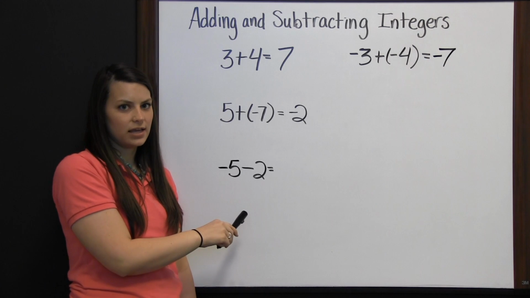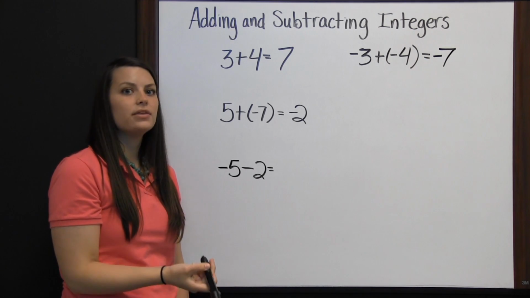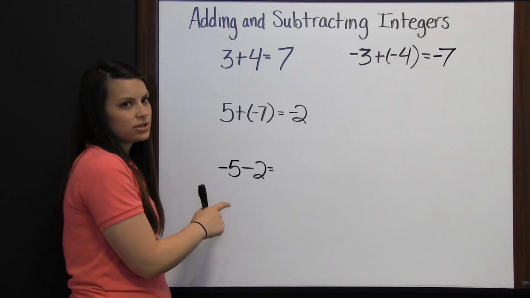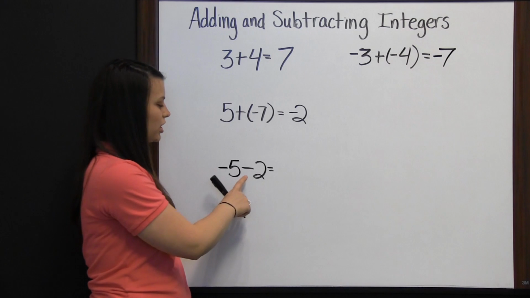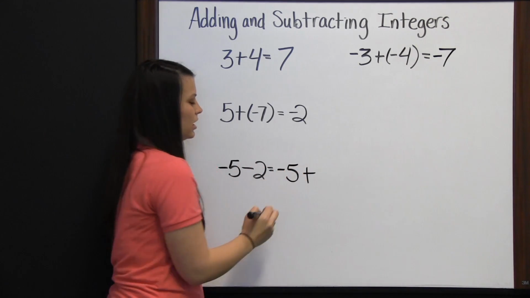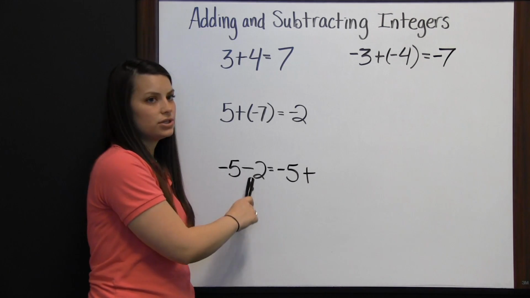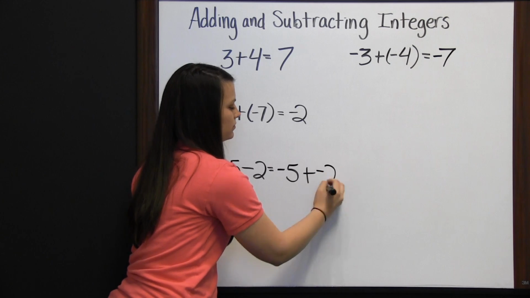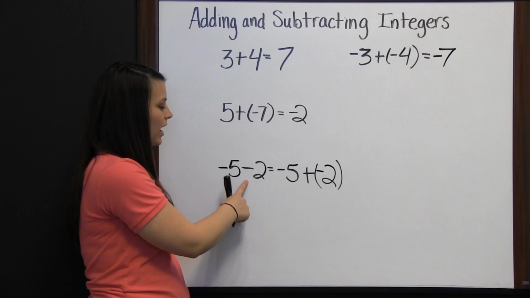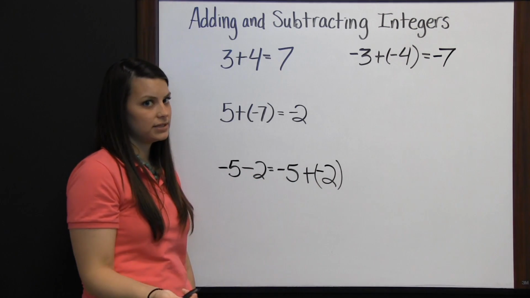When you're subtracting, you can change a subtraction problem to an addition problem and then follow the same rules you do for addition. To change this to an addition problem, you're going to first change subtraction to addition, and then we're going to reverse the sign on the second term. So this 2 becomes a negative 2. Note that minus 2 and negative 2 are the same.